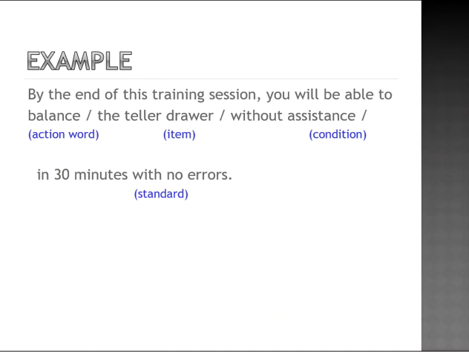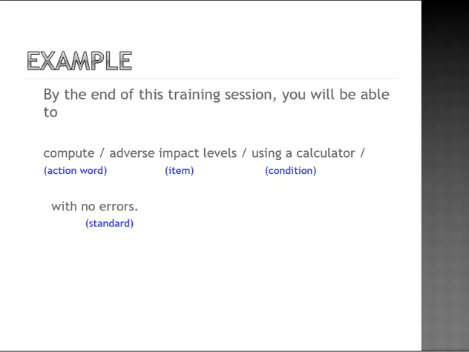By the end of this training session, you'll be able to balance, action word, the teller drawer, item, without assistance, condition, in 30 minutes with no errors, standard. By the end of this training session, you will be able to compute, action word, adverse impact levels, item, using a calculator, condition, no errors, standard.